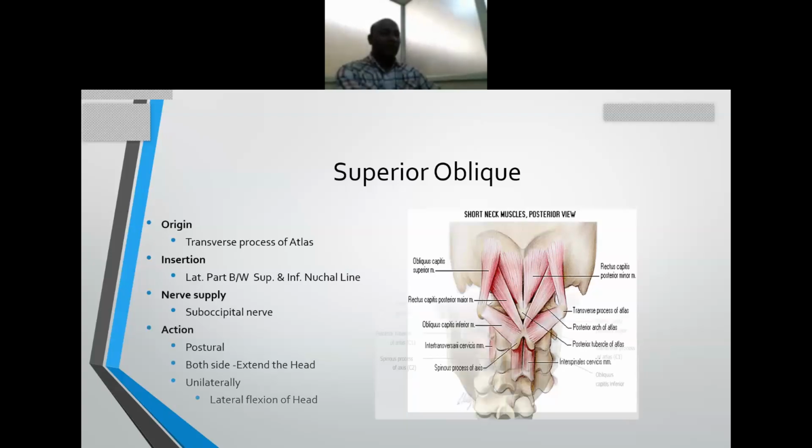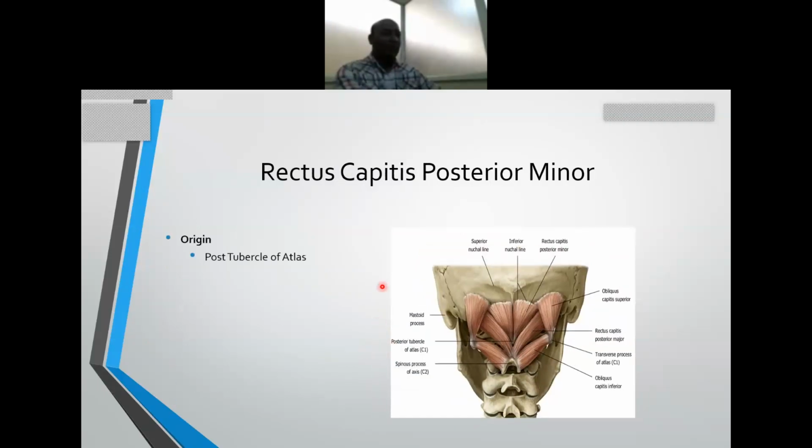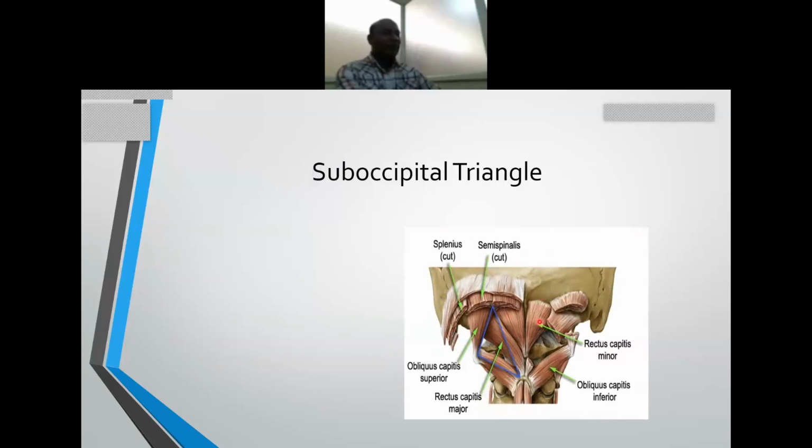So these are the muscles. I explained to you all the muscles together. The rectus capitis posterior minor arises from the posterior tubercle of the posterior arch of the atlas. On the posterior arch of the atlas, there is a tubercle from which the rectus capitis posterior minor arises, and then it is inserted into the middle part of the area below the inferior nuchal line. That is also supplied by the suboccipital nerve, and probably they extend the head, as I said.